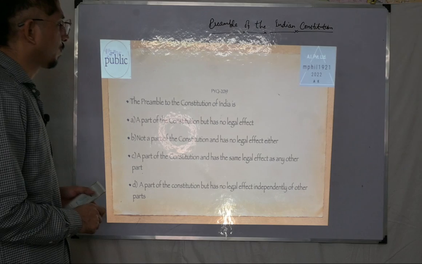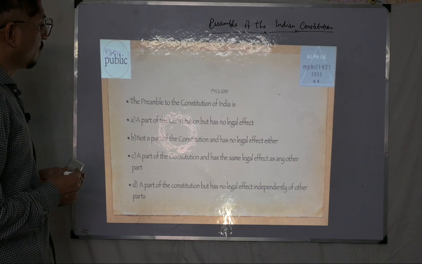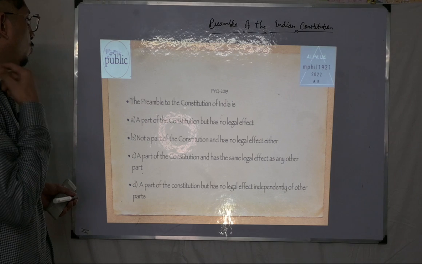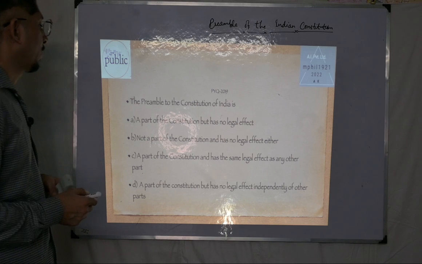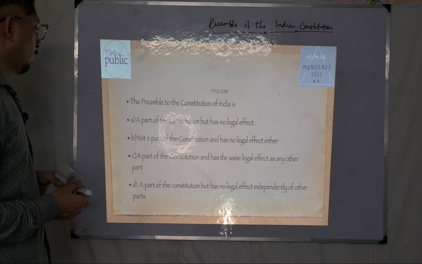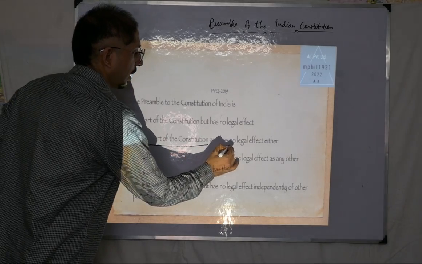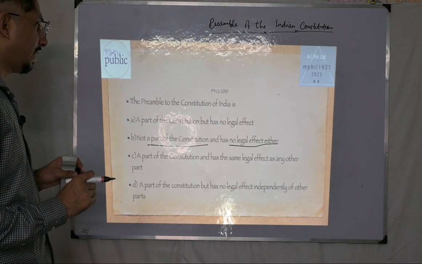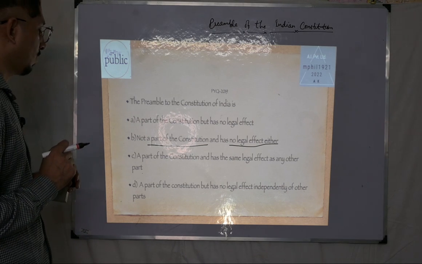We start from the previous year question paper, because we will look into the questions that are going to be asked in the real UPSC examination. The preamble to the Constitution of India is a part of the Constitution but has no legal effect. Or, not a part of the Constitution and has no legal effect either. So the keyword is whether it is a part of the Constitution and whether it has legal effect or not. A part of the Constitution and has the same legal effect as any other part. A part of the Constitution but has no legal effect independently of other parts.